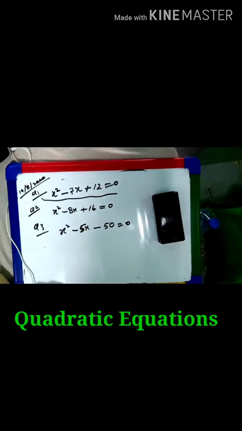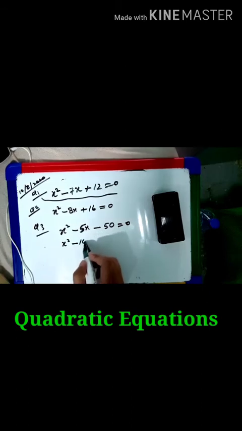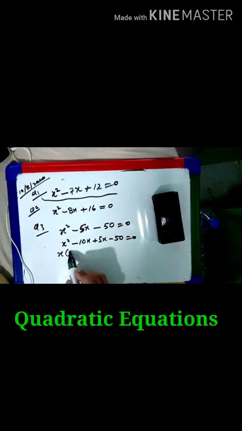You got? No. Okay, see, x square minus 10x plus 5x minus 50 equal to 0. From the first two, I will get x minus 10. And from the last two, if I take 5 as common, so x minus 10. Got it? Yes. Then x minus 10 is in one bracket and x plus 5 in the second bracket. So x equal to 10, x equal to minus 5. These are the two answers.